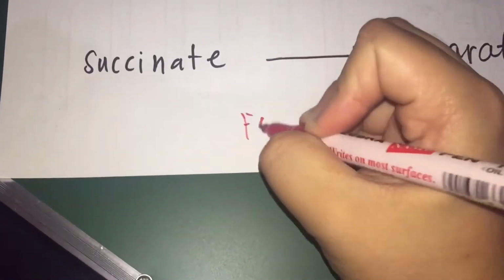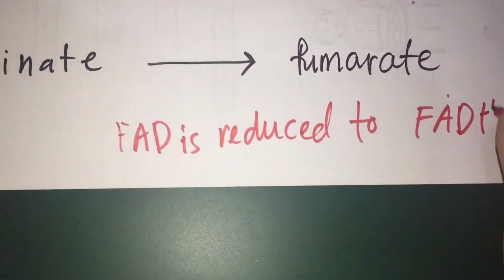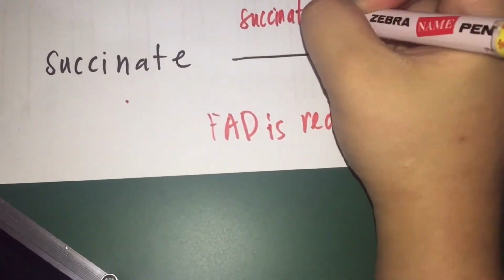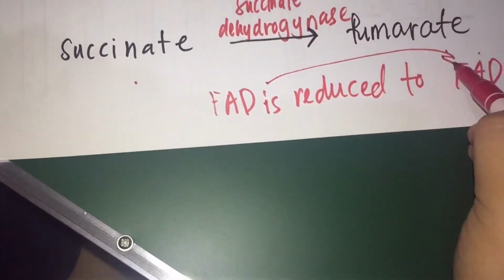Reaction 6 is the oxidation of succinate to fumarate. Succinate is oxidized to fumarate. During this oxidation, FAD is reduced to FADH2. The enzyme is succinate dehydrogenase, which removes two hydrogens from succinate.